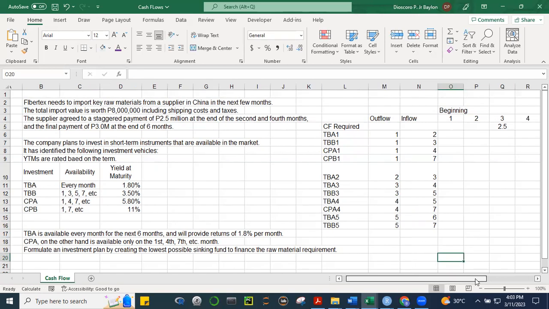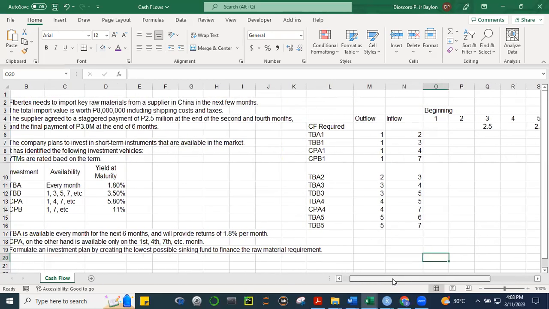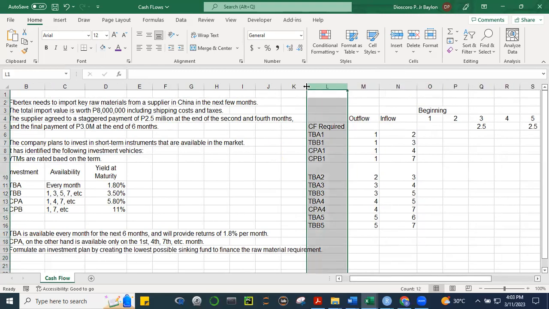Take note of the window, class. What we are interested in is only up to the beginning of month 7. Why month 7? Because this is when we are required to pay the 3 million. So we will have to look at the cash flow up to the beginning of month 7. So any other investment, class? We still have TBA 6. Okay, thank you. That's correct.